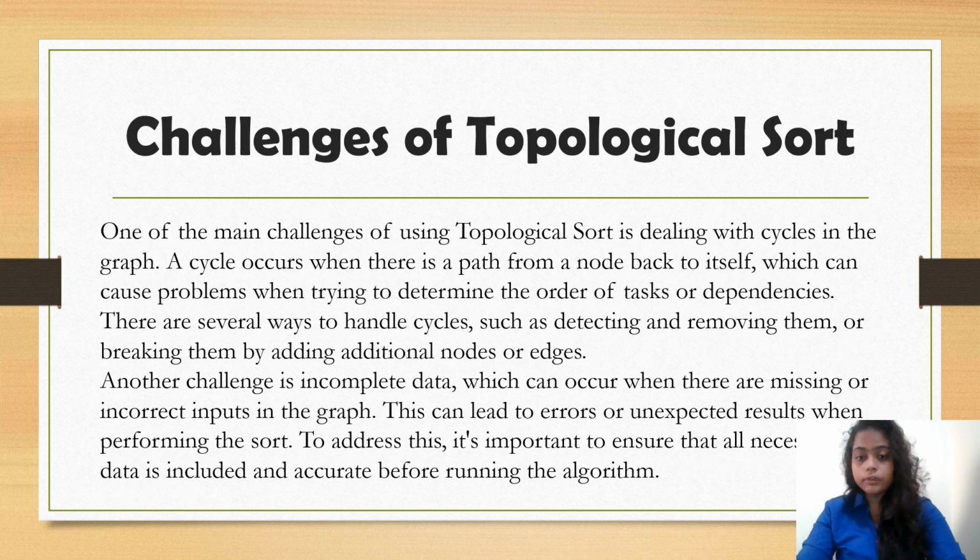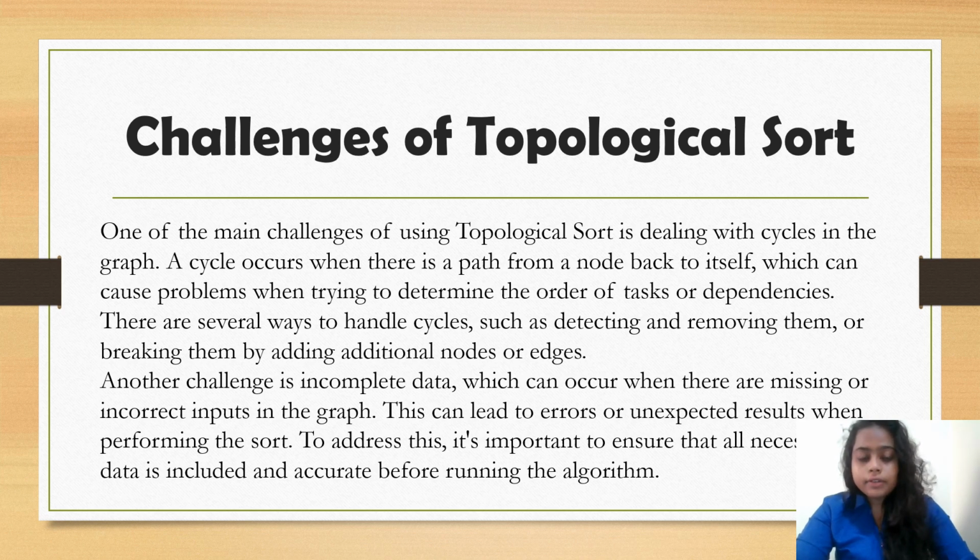So moving forward, we have challenges in topological sort. One of the main challenges in topological sort is dealing with the cycles in the graph. A cycle occurs when there is a path from a node back to itself, which can cause problems when trying to determine the order of tasks or dependencies.